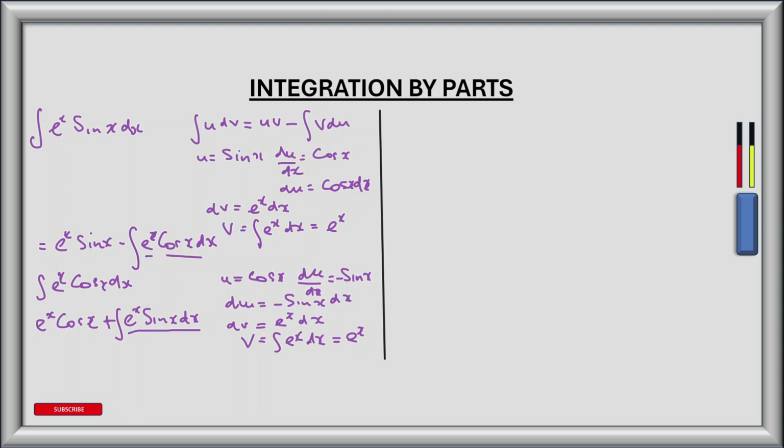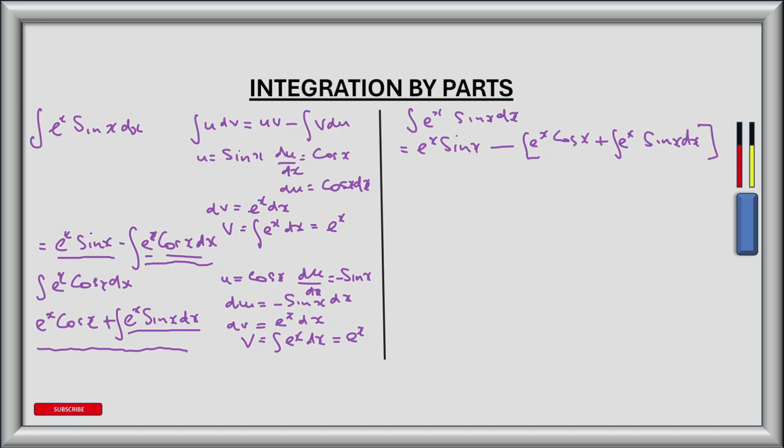So let's see what we've got now. So the original integral, e to the x sine x dx, is equal to this part here, e to the x multiplied by sine x, minus the integral of this, which we know is this. So it's minus this, e to the x cos x, plus the integral of e to the x sine x dx. So now if we expand this, we have e to the x sine x minus e to the x cos x minus the integral of e to the x sine x dx.